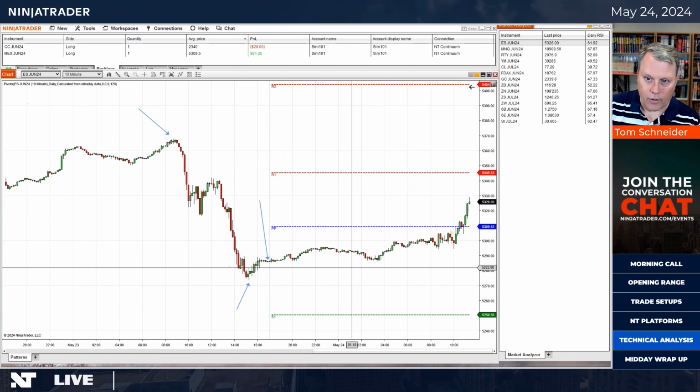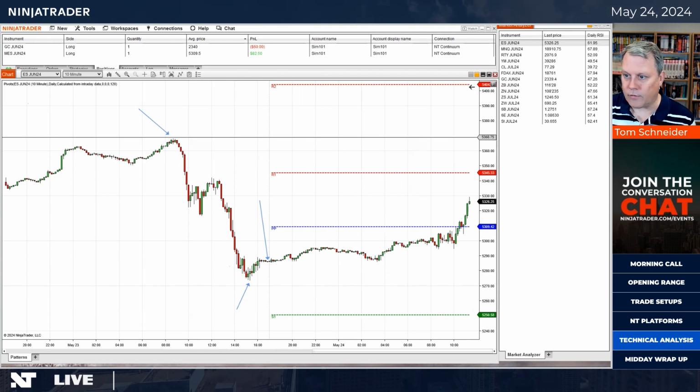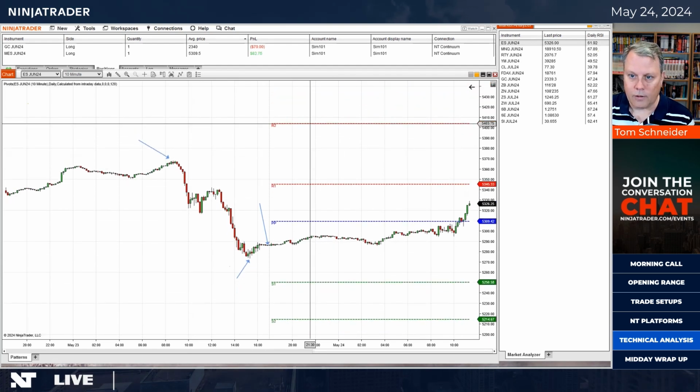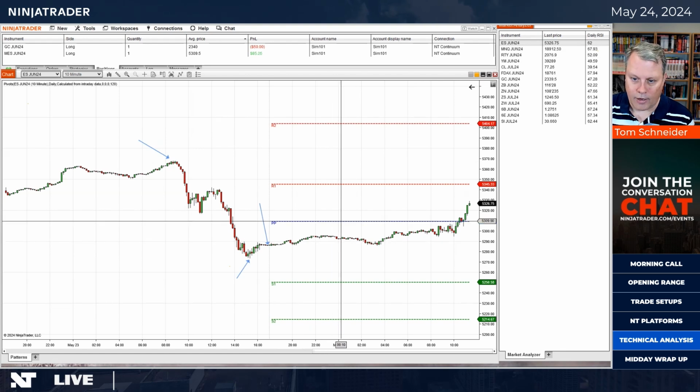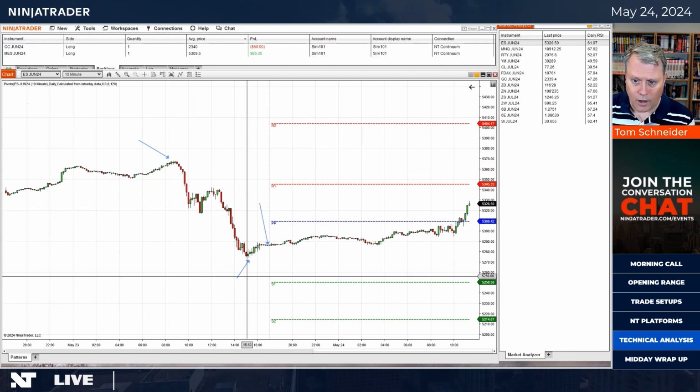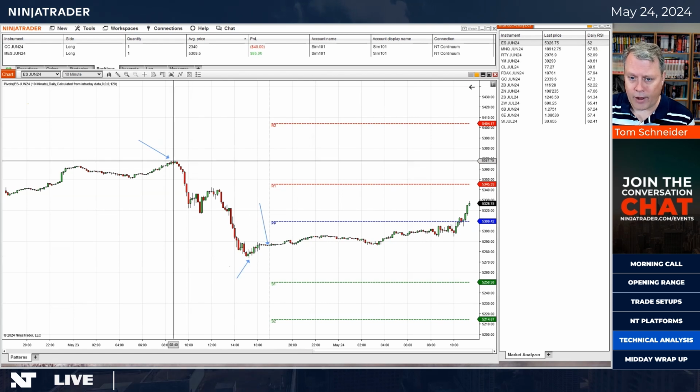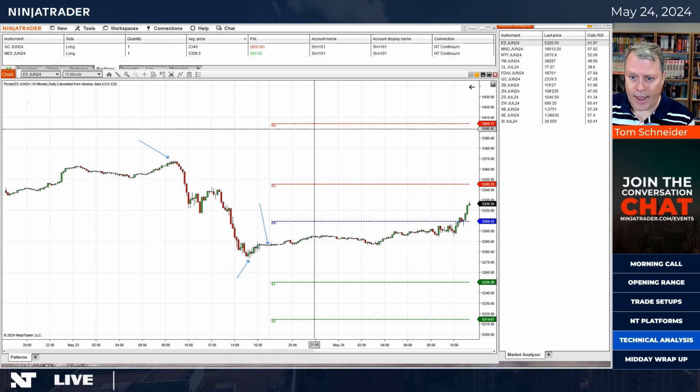Now, how do we calculate R1, R2, R3, S1, S2, S3? Well, I'm going to skip R1 and S1 and go right to R2. R2 is simply the pivot that we calculated using yesterday's high, low and close, and it's taking yesterday's trading range from high to low and adding it to the pivot.